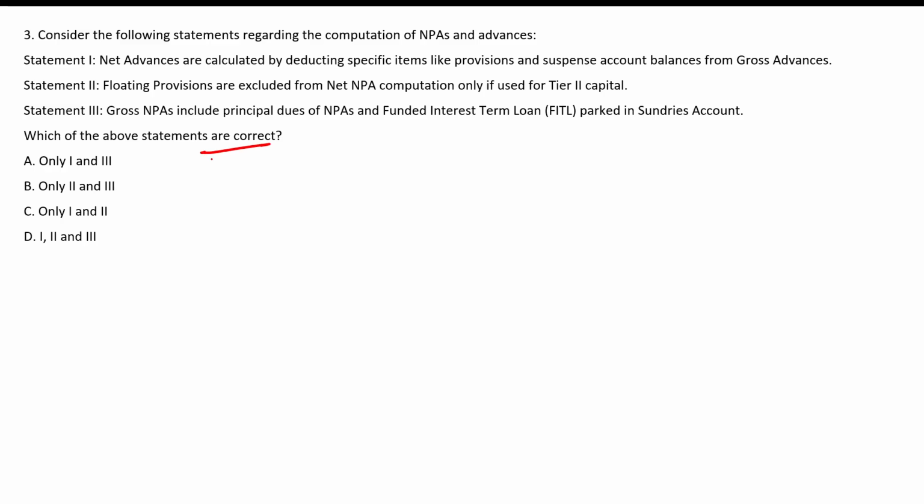Consider the following statement asking for correct statements. Net advances are calculated by deducting specific items like provision, suspense account balance from gross advances. So, this statement is correct. 1 is correct. This gets eliminated. 2, floating provisions are excluded from net NPA computation only if used for tier 2 capital. So, floating provisions are deducted while calculating net NPA if they are not utilized towards tier 2 capital, and hence this statement is not correct. So, 2 gets eliminated. So, A is the correct answer for this question.